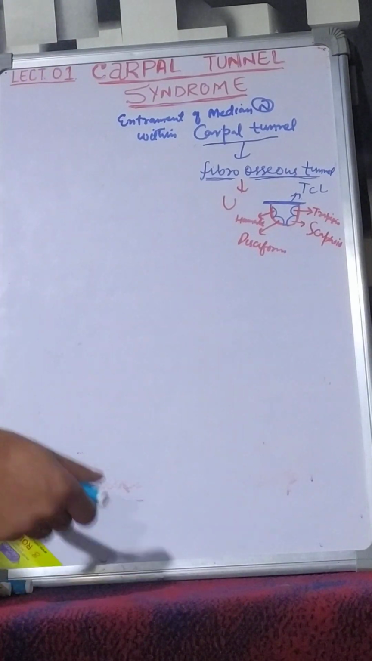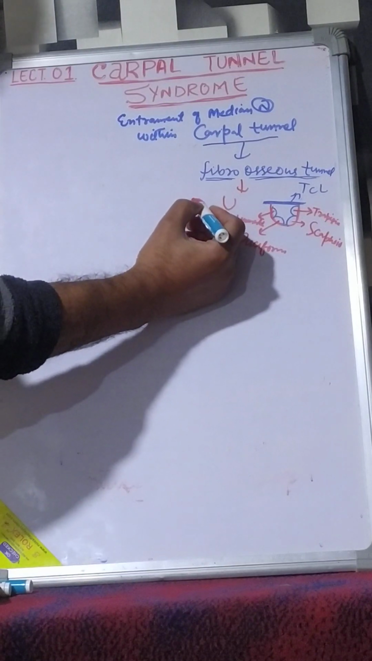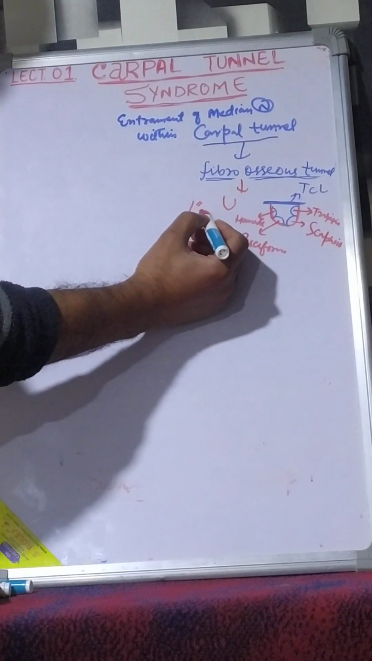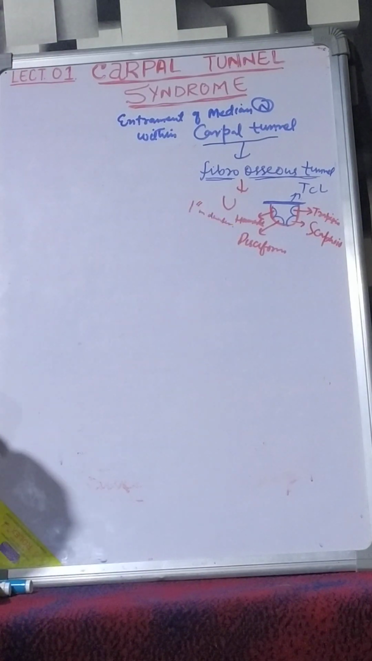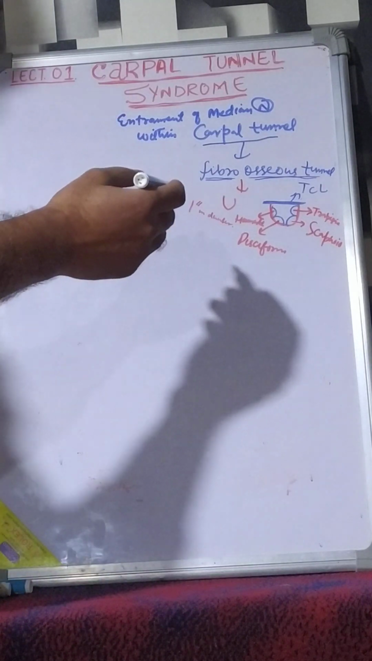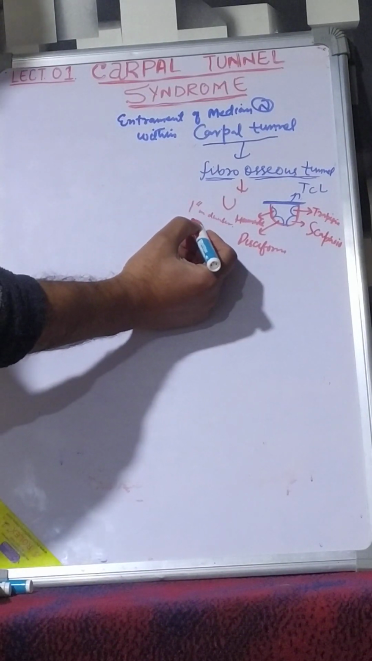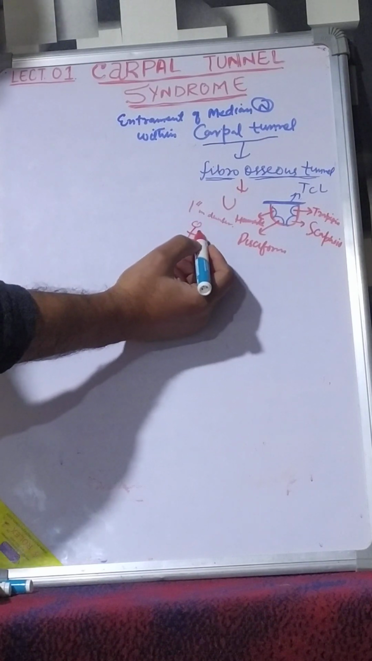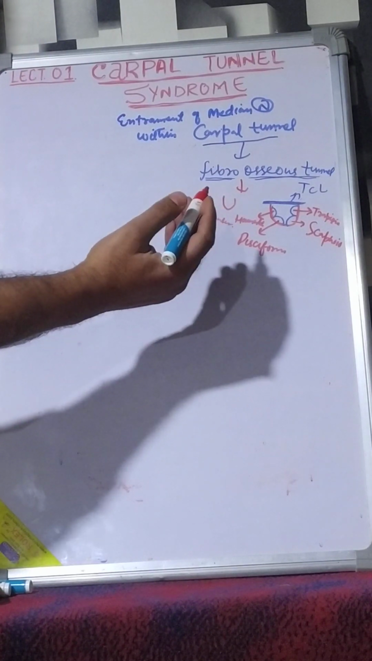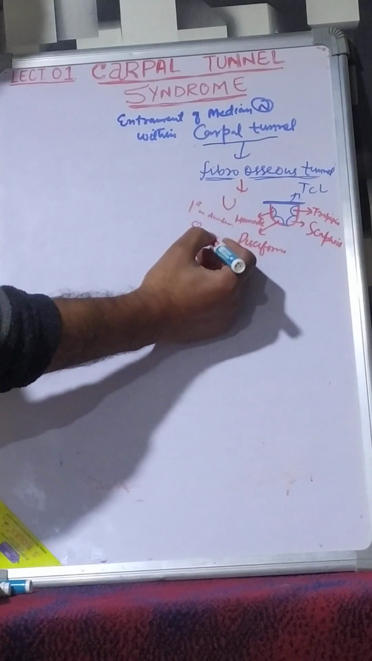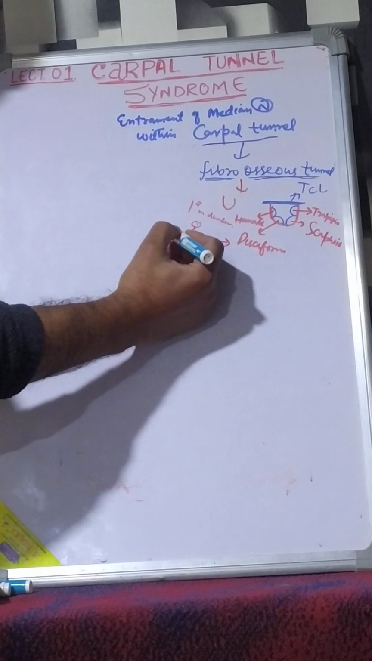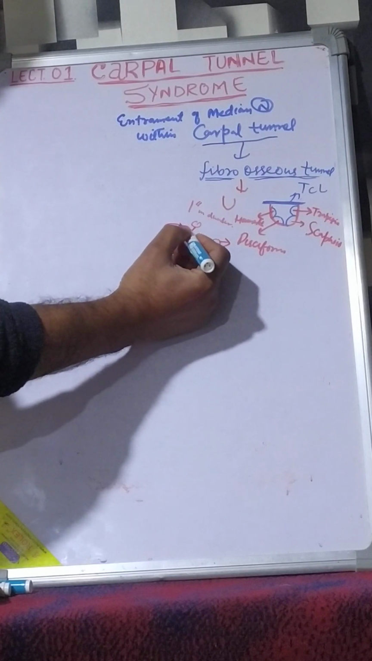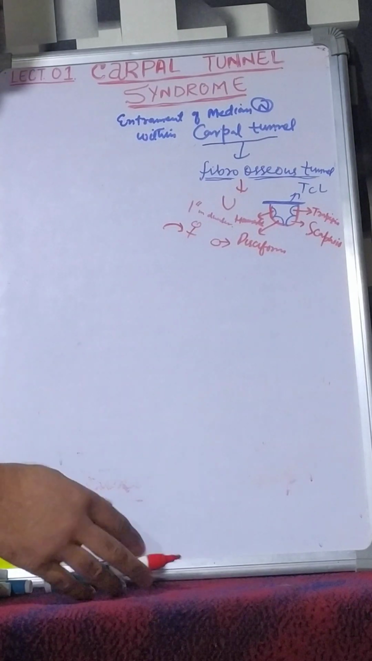It is a small canal, roughly 1 inch in diameter, and it has a smaller cross section in females. In females, it has a smaller cross section than males. That is why it is more common in females. There are some other reasons I will tell you later on.